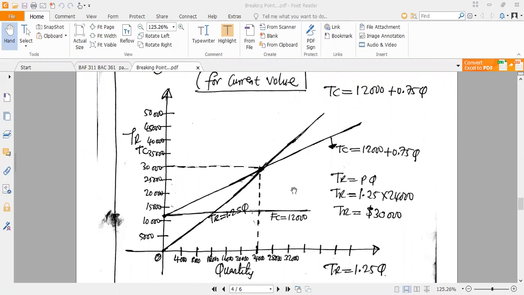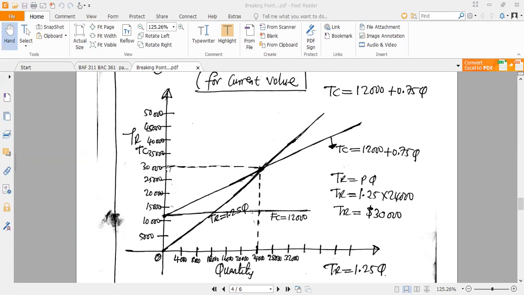Then you can substitute any quantity from this range of quantities that I've put on the horizontal axis, 4,000, 8,000, 12,000, but it is better to use the break-even point that you have already calculated, because this is the point where the total cost and total revenue intersect. Just use 2 points to plot. If you substitute 24,000 units, the break-even point for the current volume, we get 0.75 multiplied by 24,000, and if you have a calculator you can confirm, plus the 12,000 gives us 30,000.